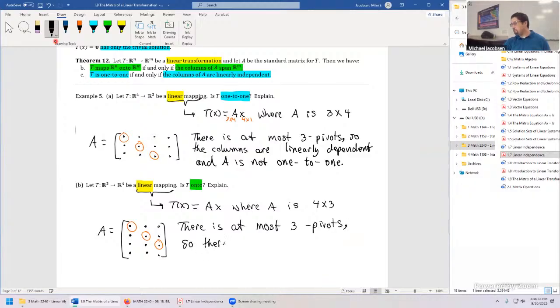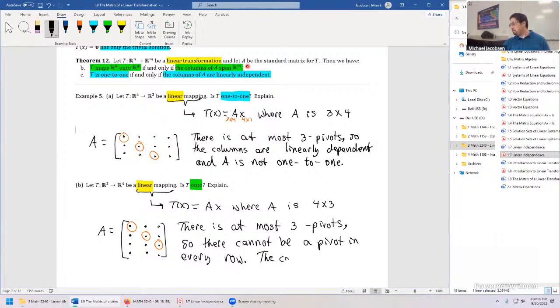So there cannot be a pivot in every row. You could just jump right to T is not onto at this point, but if you want to, you can connect the dots. There's not a pivot in every row. That means the columns of A can no longer span R4. So we'll say that here just to connect the dots.